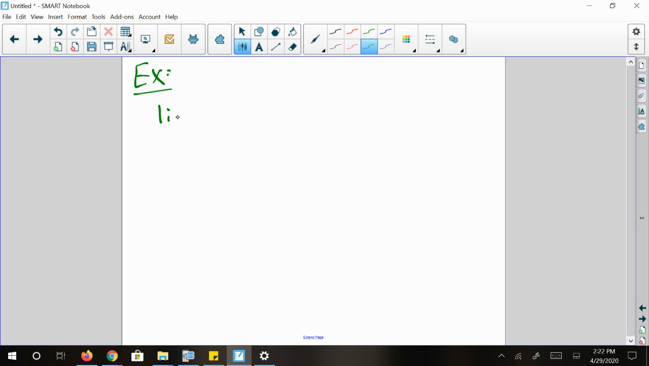and let's go up on the top here. Let's try x plus 3, and then on the bottom let's try the square root of 2x plus 7 minus 1. Okay, 2x plus 7 minus 1.